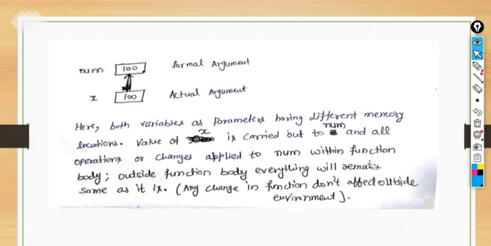Next, one thing here is the formal argument and actual argument, right? So num is the formal and x is the actual. Whatever is written in x is copied as it is into num, right? So different copies are there. Now you are updating the formal parameters only. You cannot change the actual parameter.